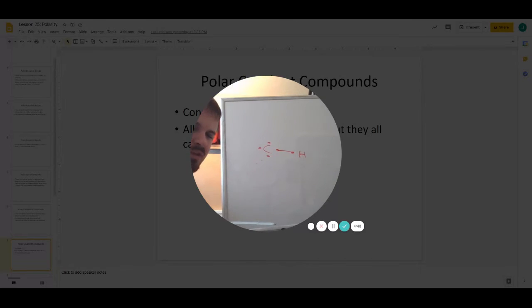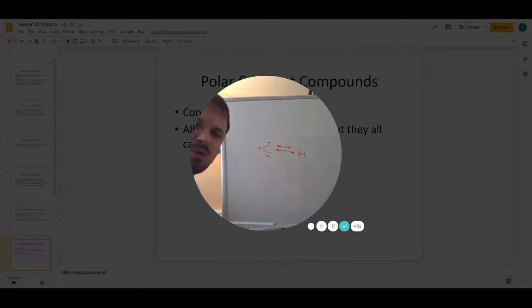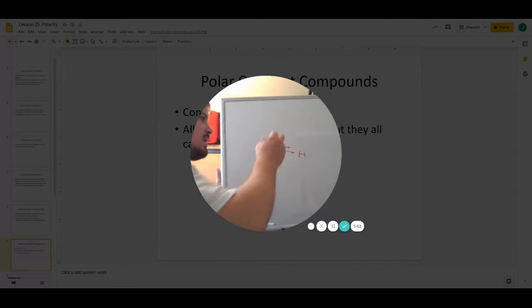who's going to win in the tug of war of electrons? Just so you know, hydrogen almost always loses. So this will have its own little polarity going towards carbon. And you might think, okay, this is going to be a polar molecule. It has to be. Well, let's finish it. It's CH4 we're talking about.